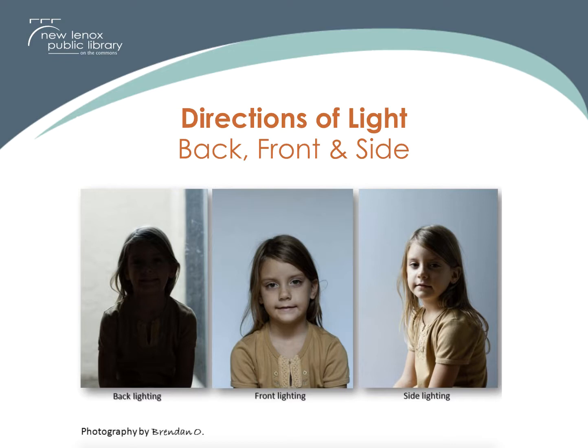Side lighting positions the light or sun at either side of the subject. So the light sort of breaks across your subject, visually describing its texture and form. So you can see on the far right that you have a lot of play of light and shadow, and the subject becomes more dynamic and has more depth to it.